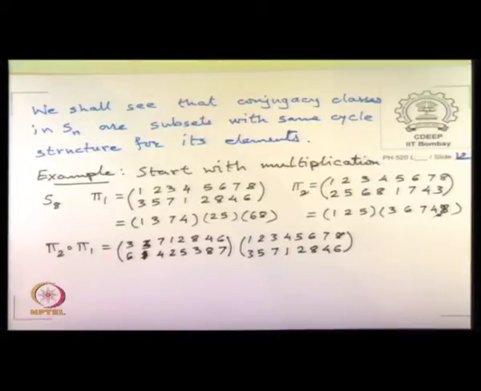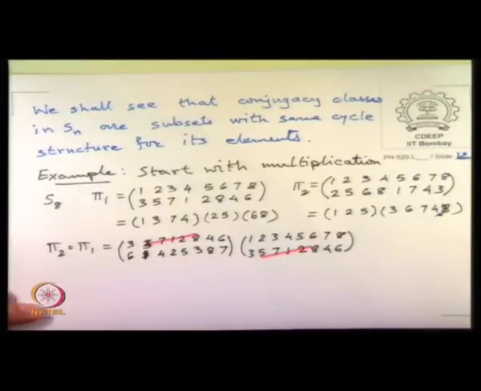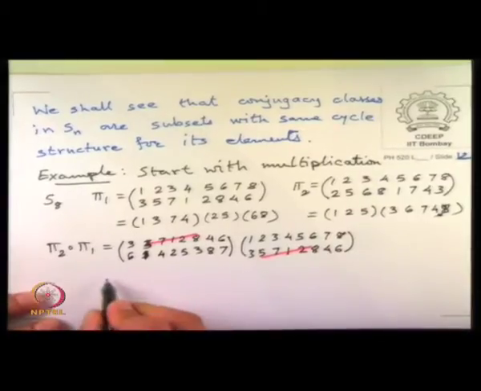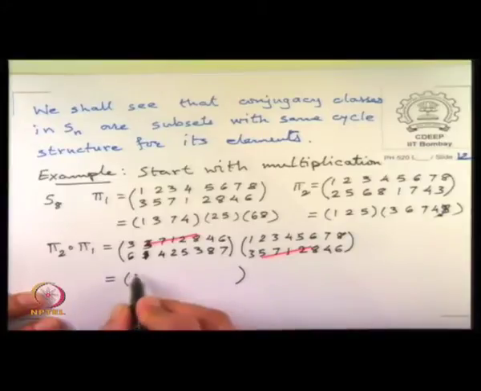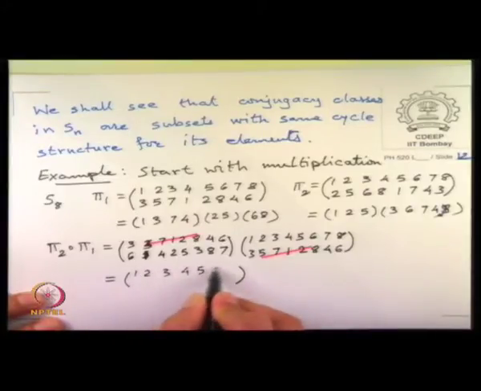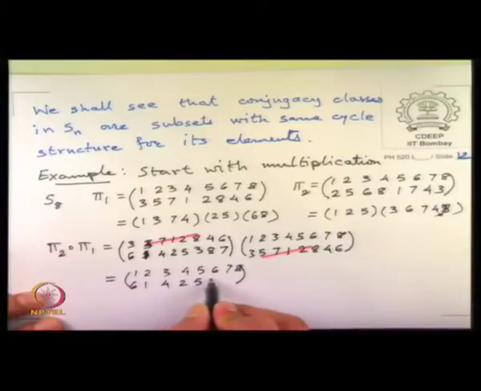Now we can cancel out the upper row here with the bottom row here, and it produces the equivalent permutation, which is 1 2 3 4 5 6 7 8 over 6 1 4 2 5 3 8 7.